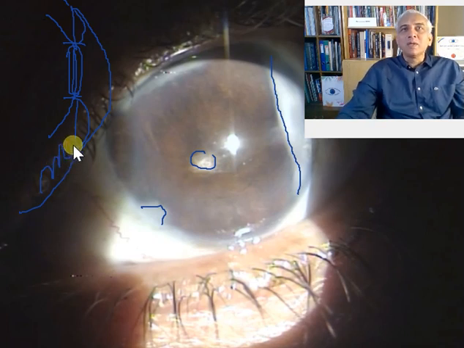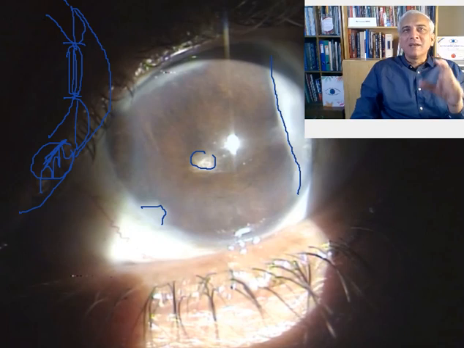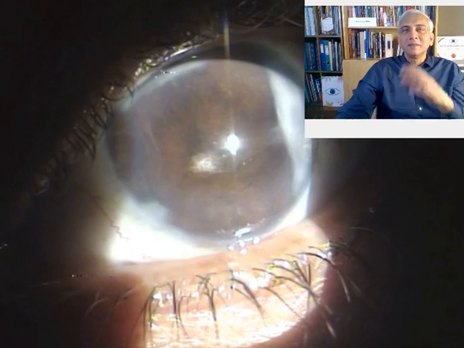With trauma, you can get shutdown of these ciliary processes, or because of severe uveitis, you can get formation of a thick cyclitic membrane, which causes the aqueous production to reduce, and that produces that area of hypotony or low aqueous production.